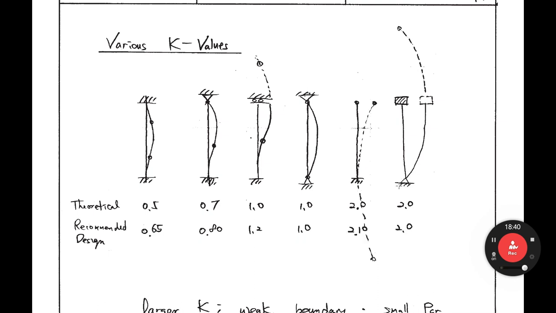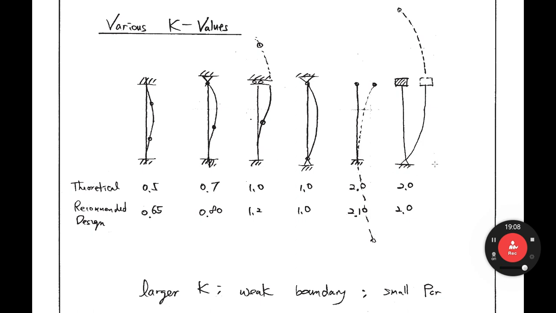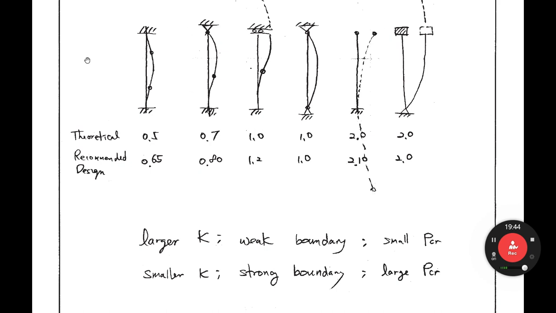How about this one? This is a hinge. The top is the rotation is prevented. Lateral displacement is free. Okay. So this is a hinge, the real part. If you extend the imaginary part like that, the distance from here to here is 2L. So K equals 2. That is a theoretical value. If you solve the differential equation, you can get this value. So let's look at this one. As you see the column here, if you have some larger K, that means the boundary is weak. If we consider this cantilever and this fixed-end one, which boundary is weaker?